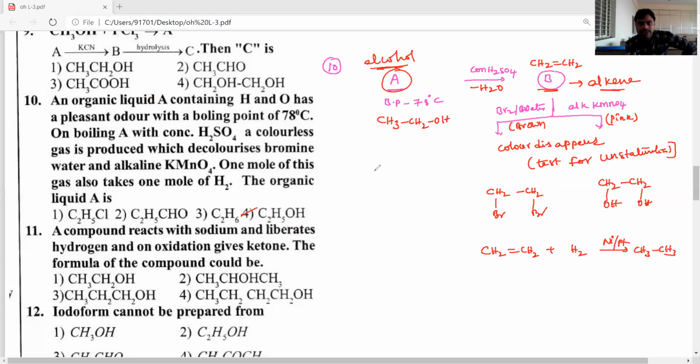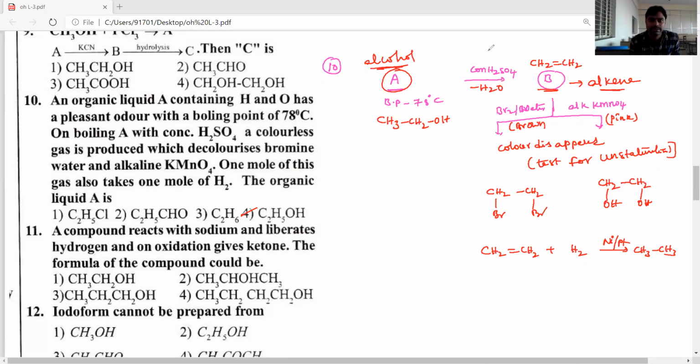An organic liquid A, upon heating, is treated with concentrated H2SO4. Concentrated H2SO4 is a dehydrating agent and forms one compound B. It is a colorless gas, meaning ethene; lower alkenes containing 2, 3, 4 carbons exist in the gaseous state only. This compound B decolorizes bromine water as well as alkaline KMnO4, so immediately we get the idea that the compound is an alkene. That alkene is formed from alcohols treated with concentrated H2SO4. Then definitely we will get this answer, that is the fourth option.